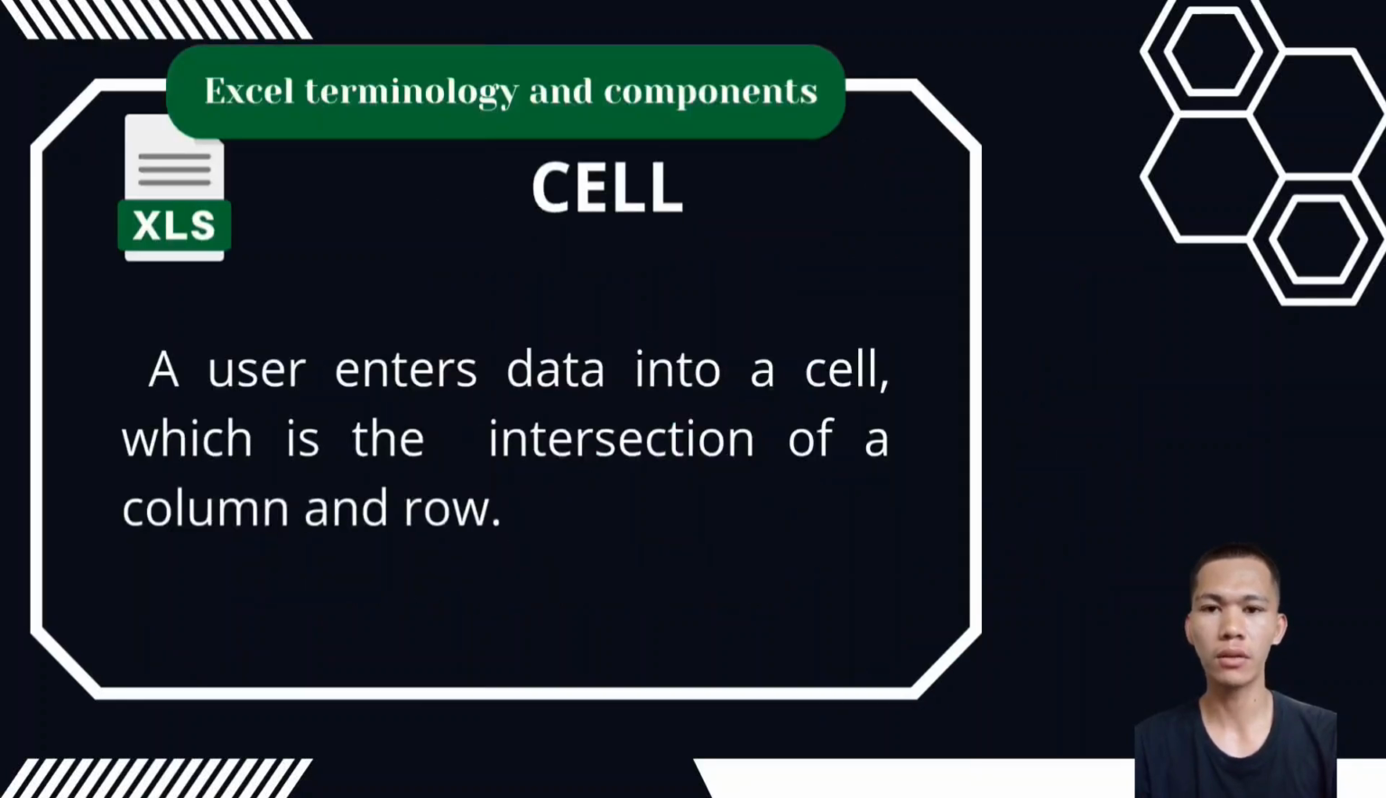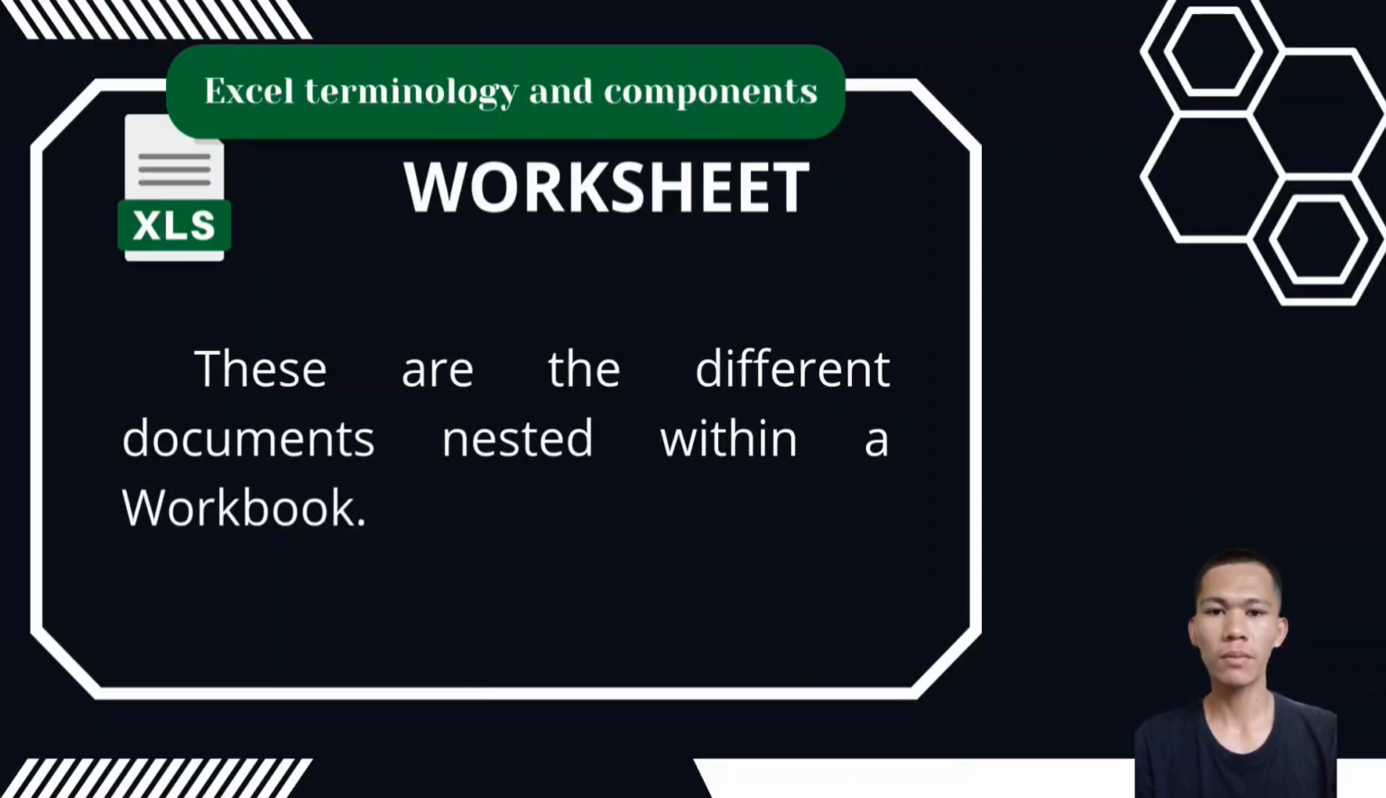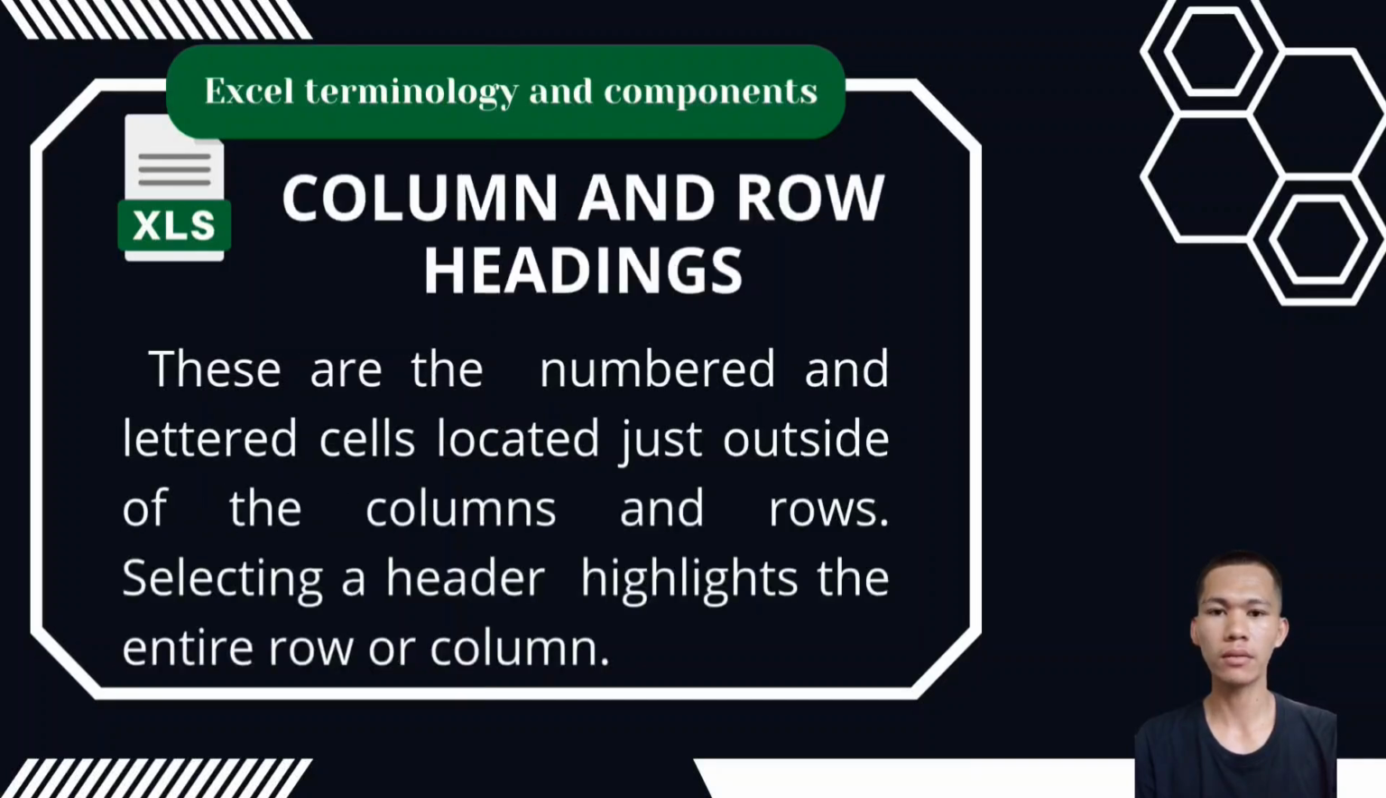Excel terminology and components. 1. We have cell, which means a user enters data into a cell, which is the intersection of column and row. 2. Worksheet. These are the different documents nested within a workbook. Third, column and row headings. These are the numbered and lettered cells located just outside of the columns and rows. Selecting a header highlights the entire row or column.